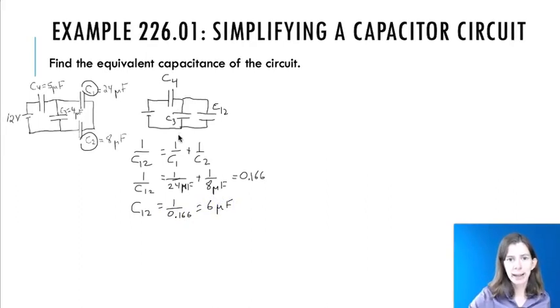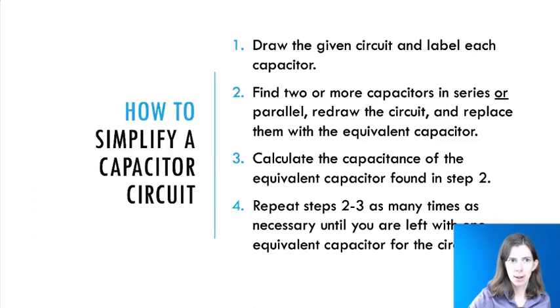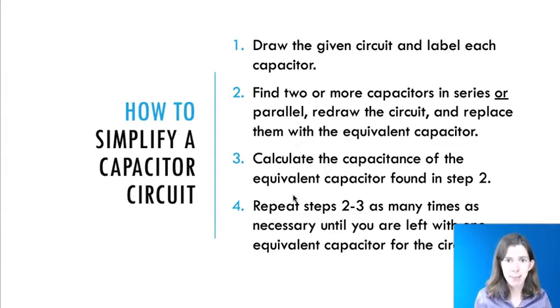Okay, let's look at the next step in our outline. We've done step number 2. Oh, actually, we just did step number 3 as well, right? We calculated that capacitance that we just simplified. So then, the final step is to repeat steps 2 and 3 as many times as necessary until we're left with one equivalent capacitor for the circuit.